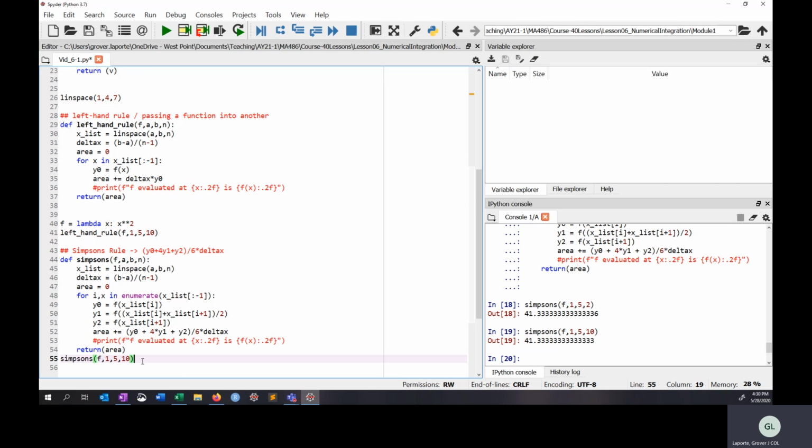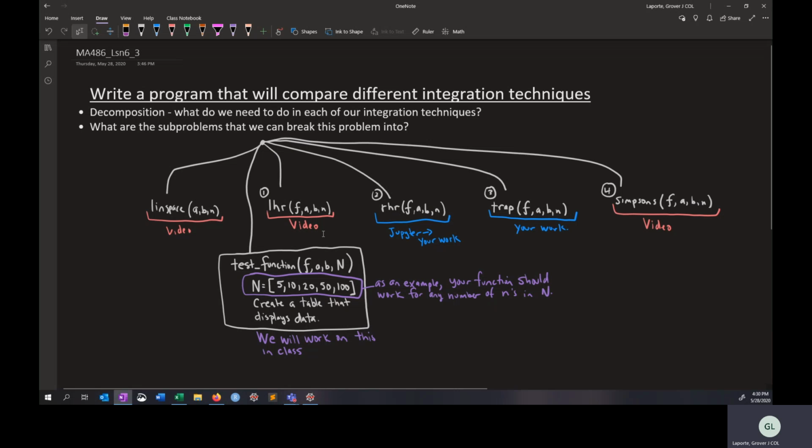Okay, that is it for this lesson. So the next thing that we have to do, let me pull up OneNote. So I've done lens space already. I've done this one. Bring this code in with you in the class. Bring your work in for your right hand rule and your trapezoid.